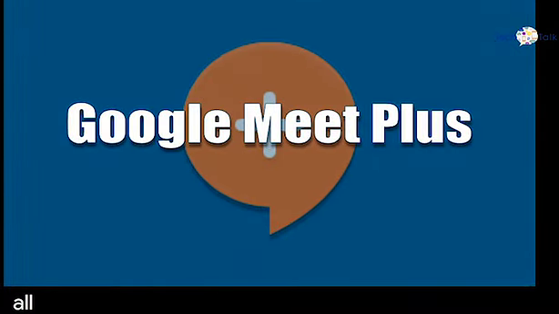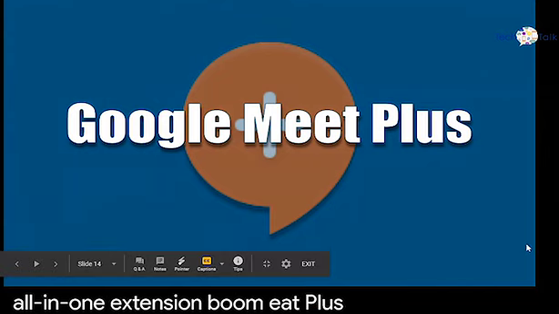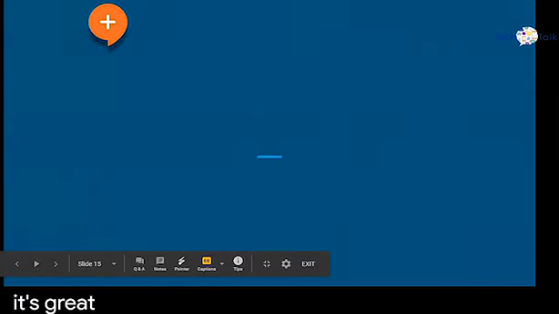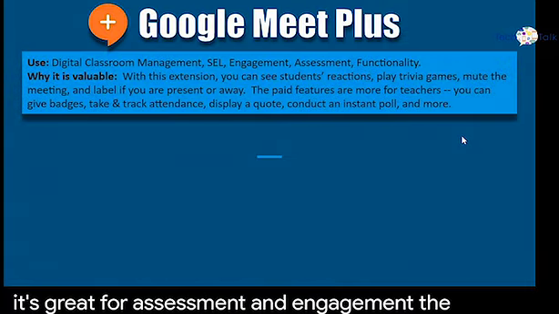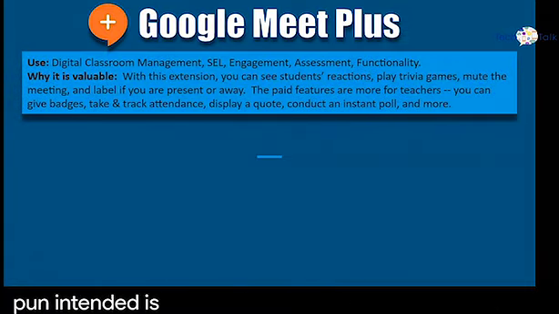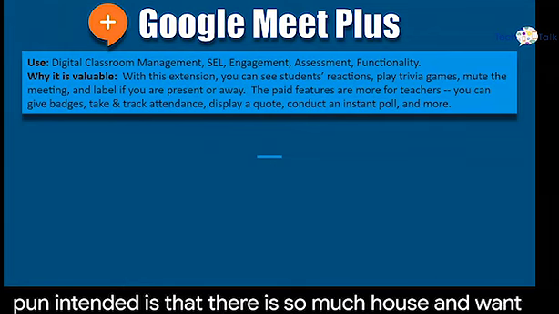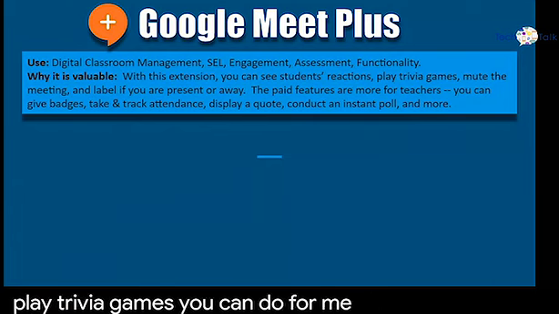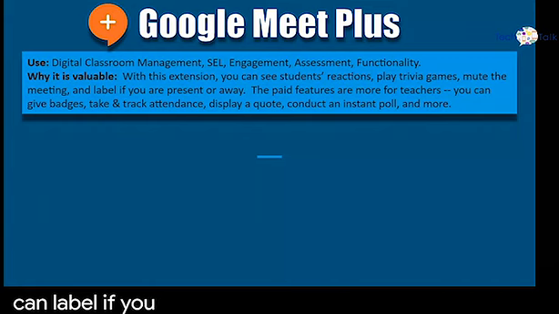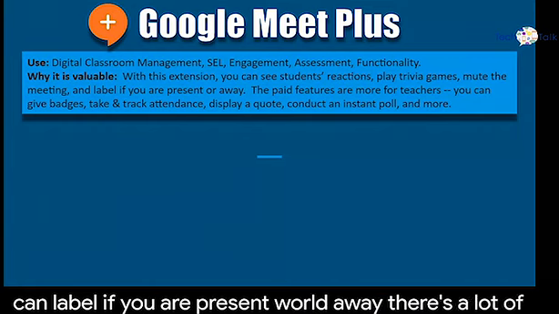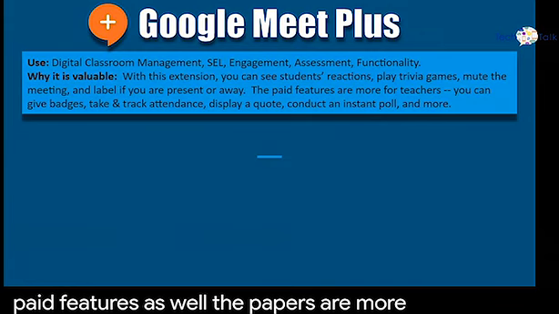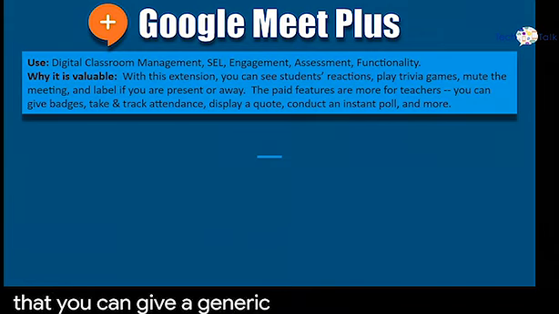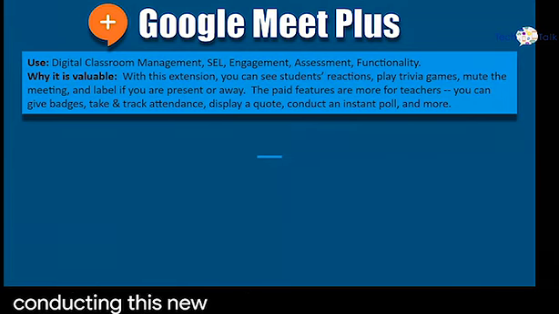So here's a great all-in-one extension, Google Meet Plus. Google Meet Plus is great for assessment and engagement. The plus, no pun intended, is that there is so much housed in one extension. You can see students' reactions, you can play trivia games, you can mute your meeting, and you can label if you are present or away. There's a lot of paid features as well. The paid features are more like the fact that you can give badges and you can track attendance, you can display a quote, you can conduct an instant poll, which you can do for assessment, and more.